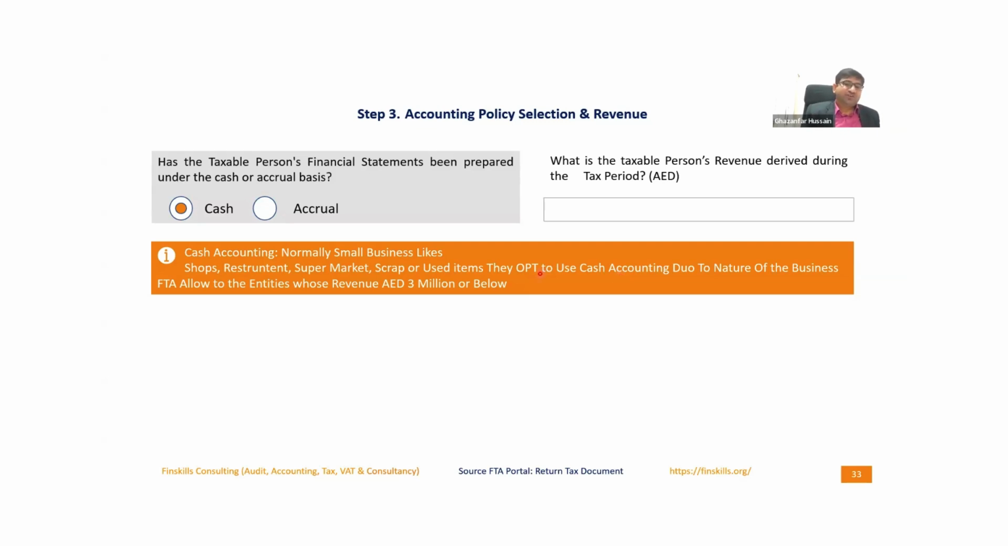Now here is the revenue condition. They're saying that if the revenue of such businesses is less than 3 million, then this is the option for those businesses. If revenue is exceeding 3 million, then you do not have the option for the cash basis. You have to opt only for the accrual basis.